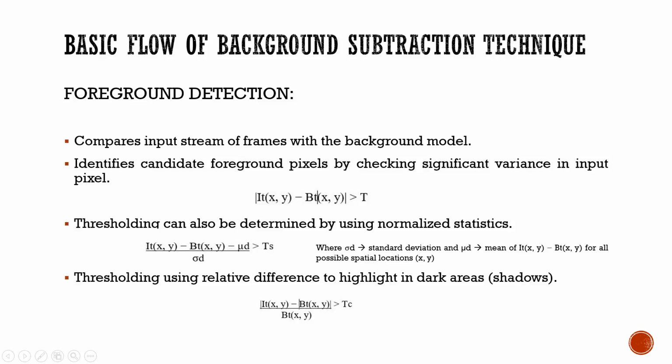This basically shows the differencing and comparison to the threshold. Another way to threshold is by normalized statistics, like shown here, wherein sigma d is the standard deviation and mu d is the mean for all the possible locations. And the third technique for thresholding can be by using the relative difference to highlight dark areas, like shadows. But this technique cannot be used when bright images are used, as it won't help to enhance the contrast in such cases.